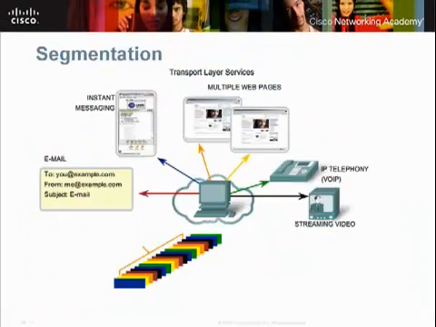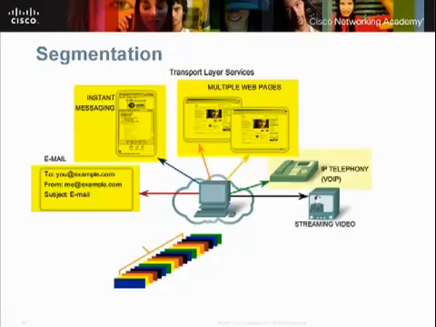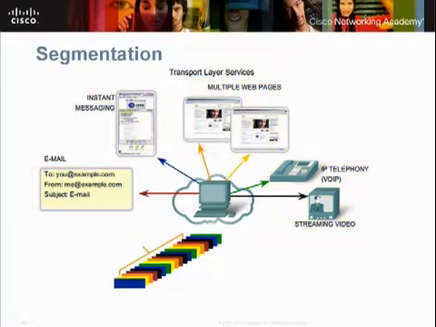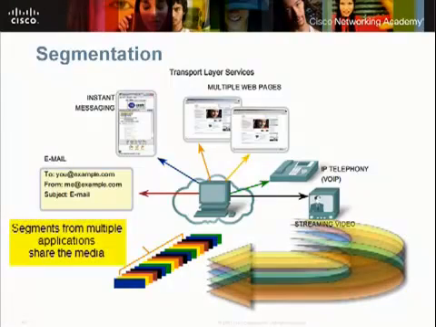In this graphic, the user is working with many applications simultaneously. These include email, instant messaging, multiple web pages, IP telephony, and streaming video. Each type of traffic is represented by a different colored arrow. The transport layer maintains these communication streams by dividing the application's data into small parts called segments and interleaving these segments across the network media.